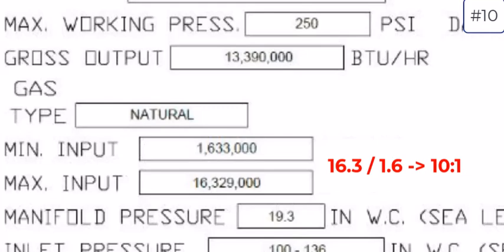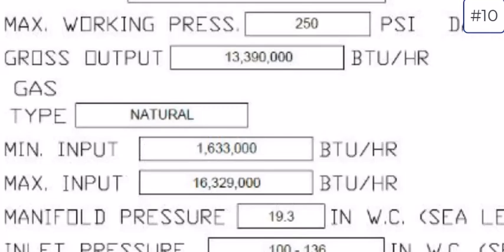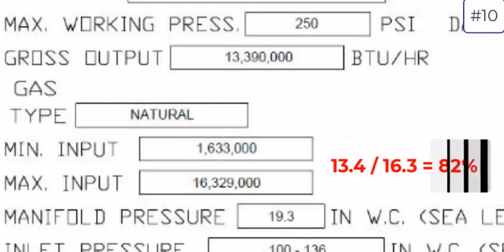Anything lower than this minimum capacity, then we might have the boiler cycling on and off, creating wear on the heat exchanger and losing energy up the flue as we have a pre or post purge cycle to clear combustion gases out of that heat exchanger. We also can get an indication of efficiency here. So if we divide the gross output by the max input, we can see that we have a boiler efficiency of about 82%.